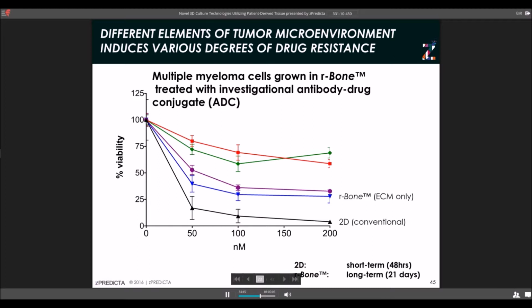Now, placing the cells into the extracellular matrix of the Arbone, again primary myeloma cells, allowed us to grow these cells for 21 days.